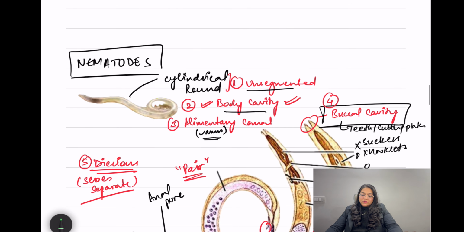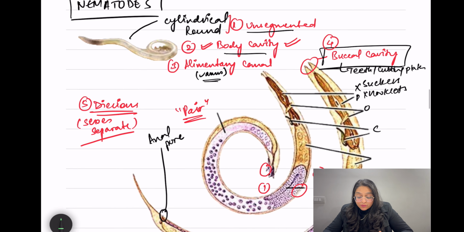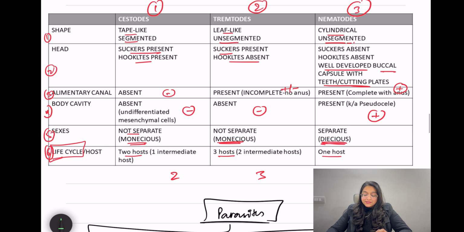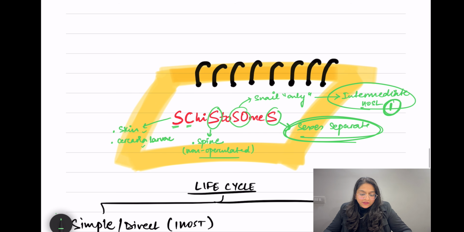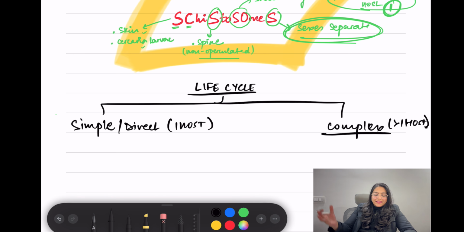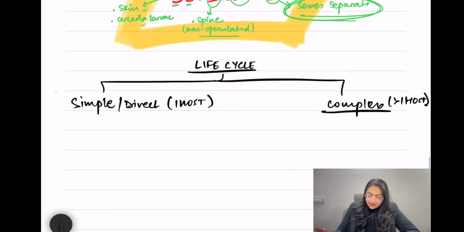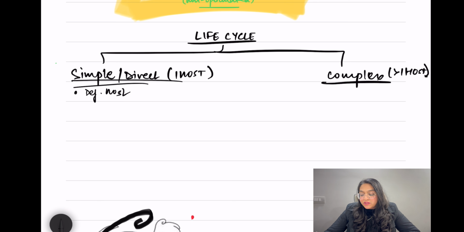Okay. So we have seen the classification of cestodes, trematodes, nematodes, the 6 points of differences, the differences in the life cycles, and one mnemonic of schistosome. So now let's quickly see, we have understood the complex things. Let's just see, life cycle can be simple or direct, where there is only a definitive host and there is no intermediate host. Life cycle can be complex, where more than one host is needed, so there is a definitive host plus an intermediate host.